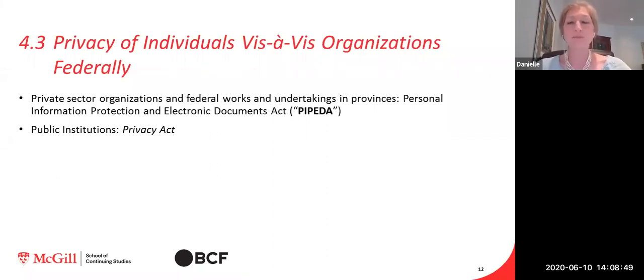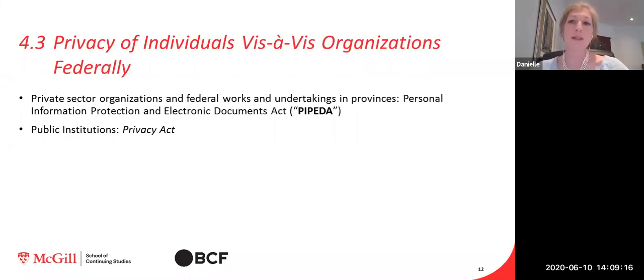And then it applies as a default privacy legislation if a province does not have its own privacy legislation in place. There are only 3 provinces that do in Canada: British Columbia, Alberta, and Quebec. So they're exempted from PIPEDA unless we're talking about a federal work or undertaking. So a bank in Quebec is subject to the federal law.